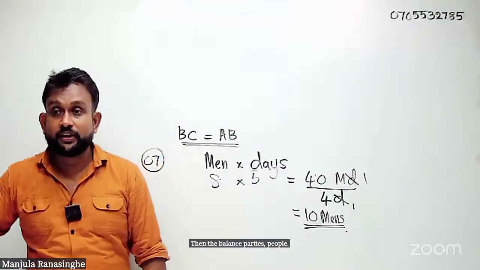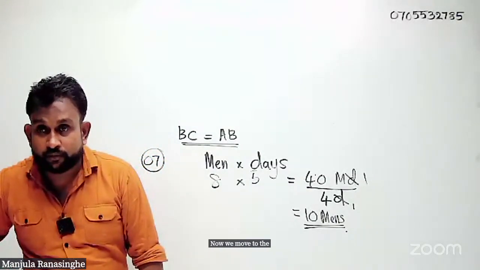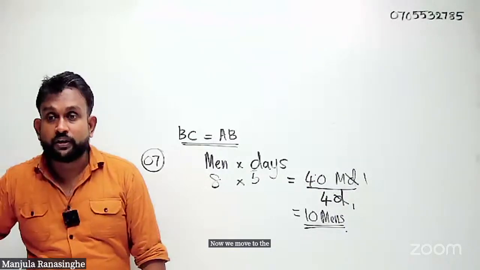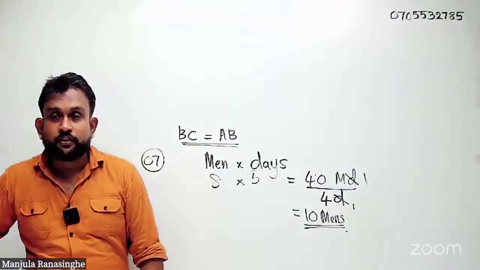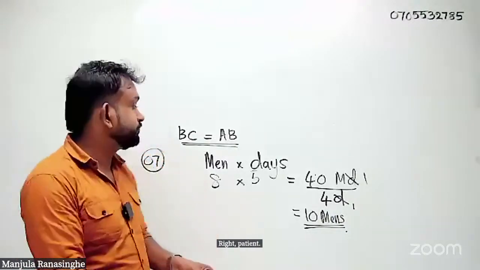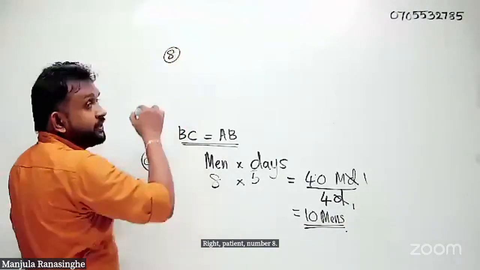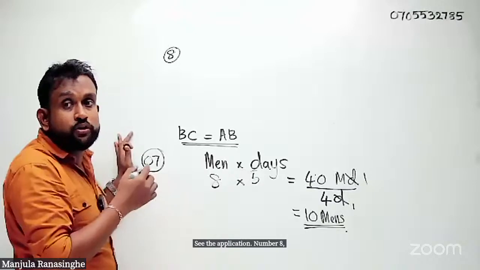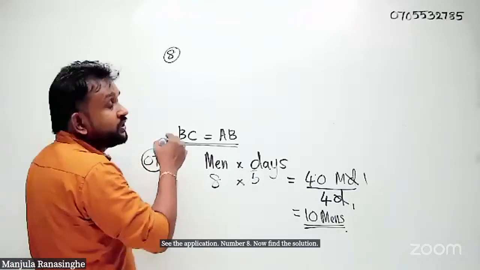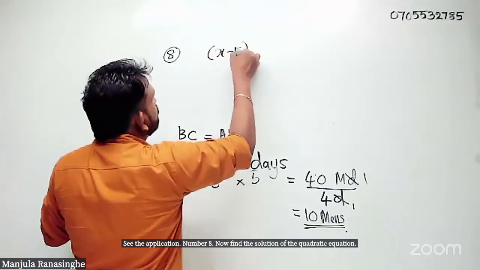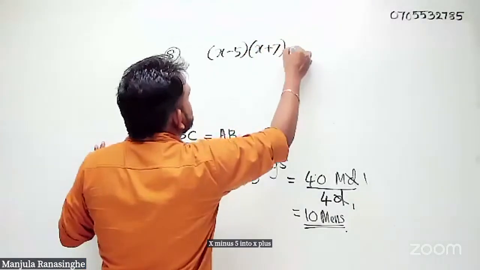Now we move to the next question. Right, question number 8. See there, question number 8. Now find the solution of the quadratic equation (x minus 5)(x plus 7) equals 0.